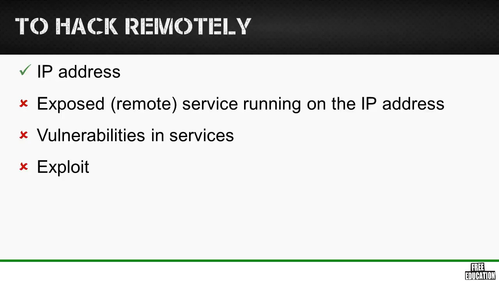Let's revisit one of the first slides that we started with in this course. We mentioned that for you to be able to hack remotely, you would need 4 different components. You will need the IP address of the machine you're targeting, an exposed remote service running on that machine, vulnerabilities in that service, and an exploit to be able to take advantage of that vulnerability.